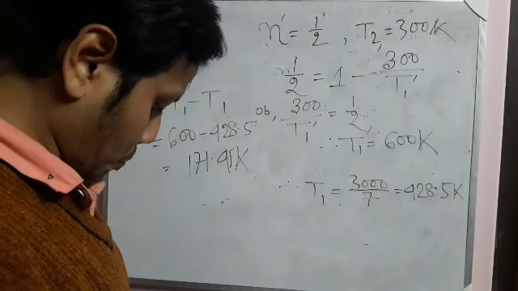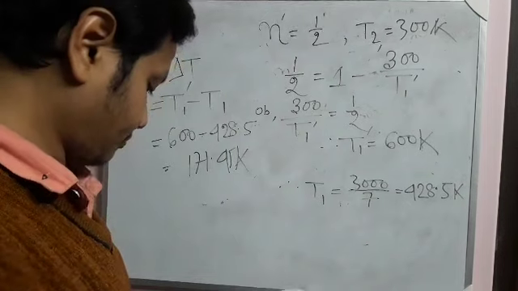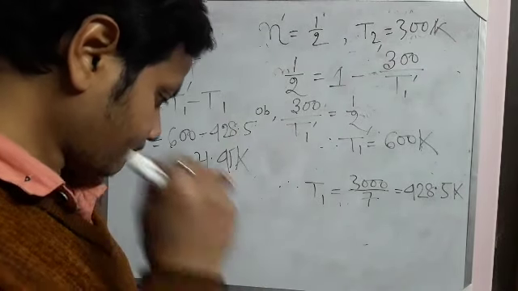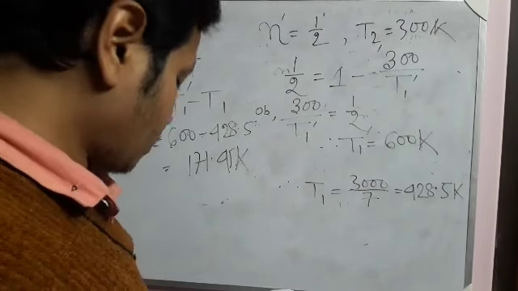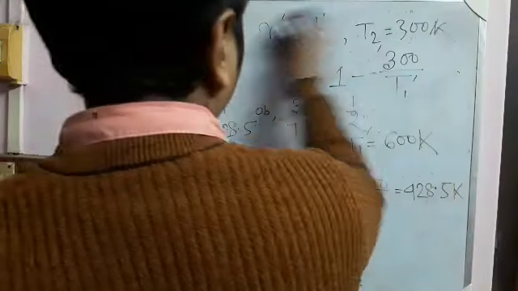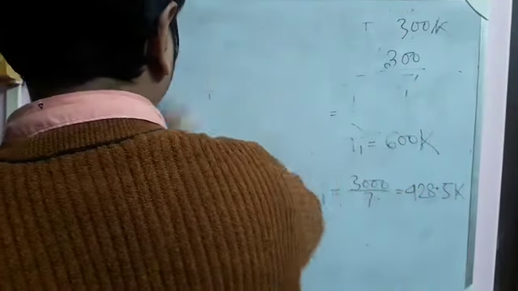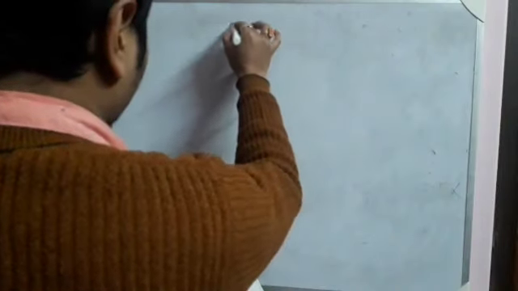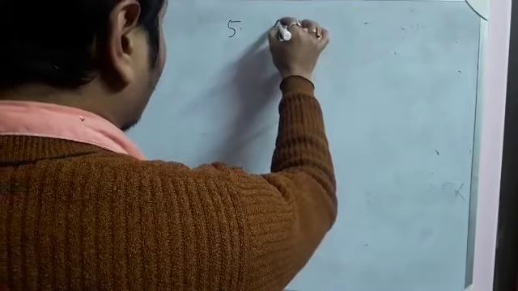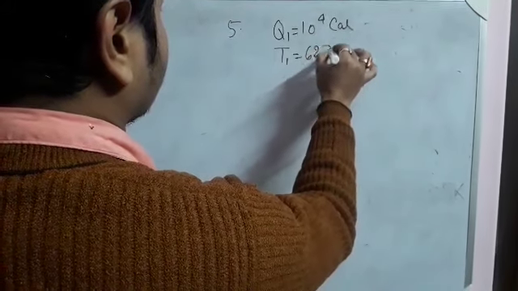Let us do another numerical. Here, a Carnot engine absorbs 10 to the power 4 calorie of heat, that means Q1 is 10 to the power 4 calorie, at a reservoir of 627 degrees Celsius.